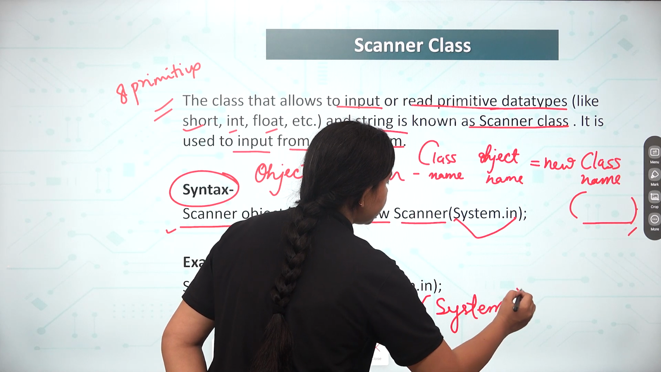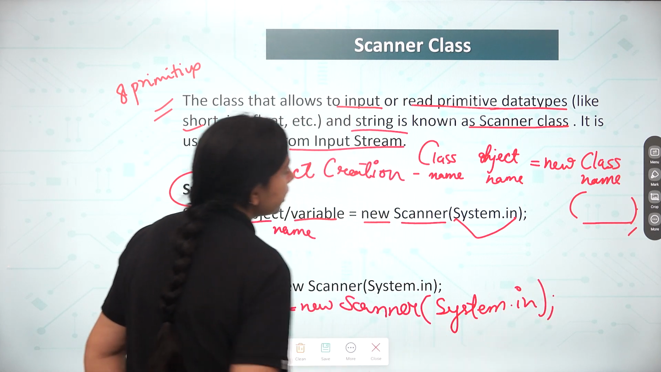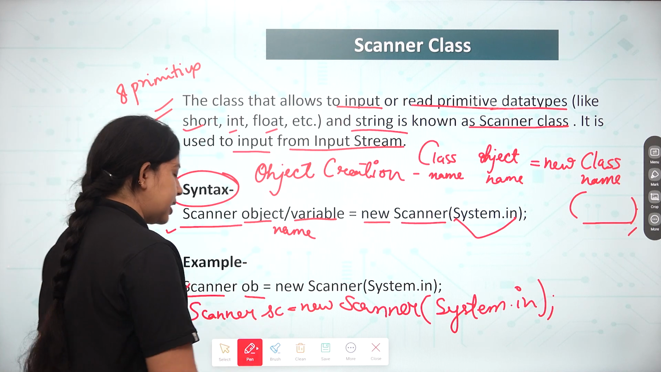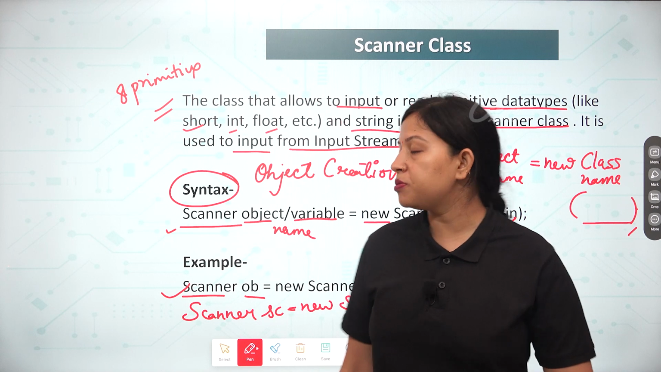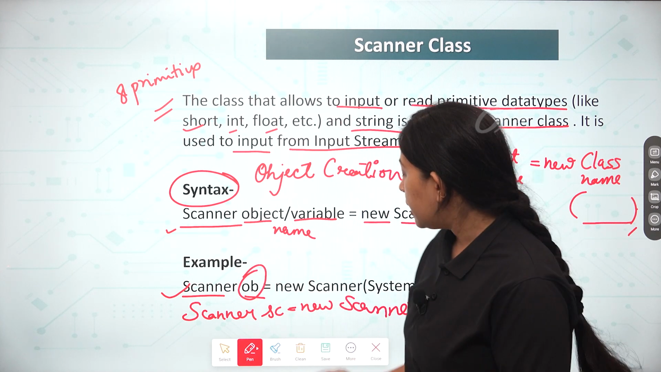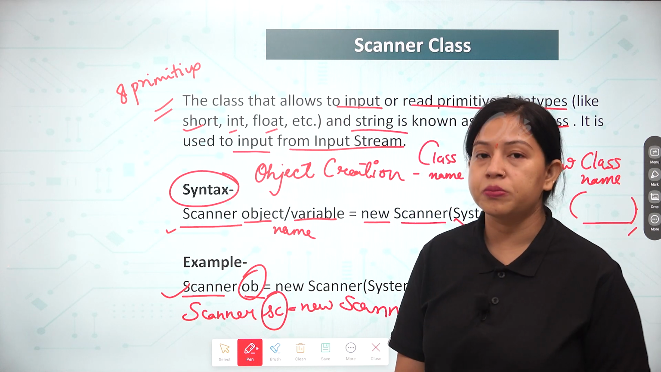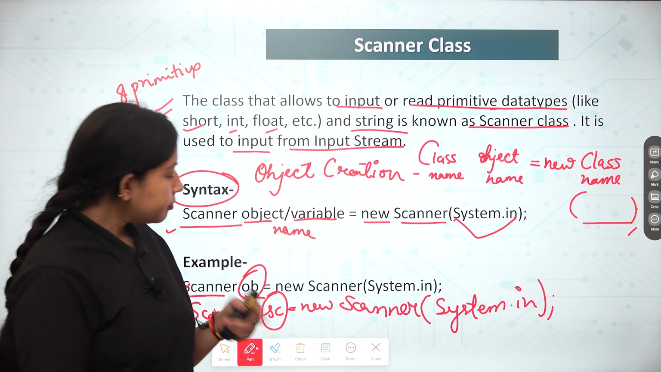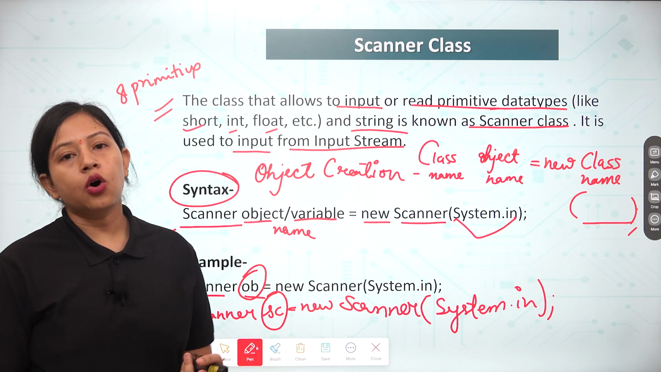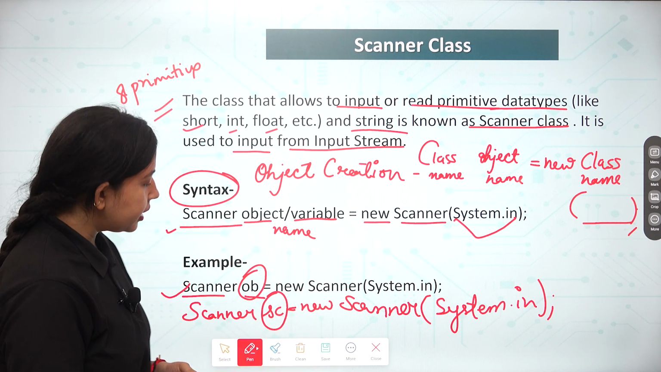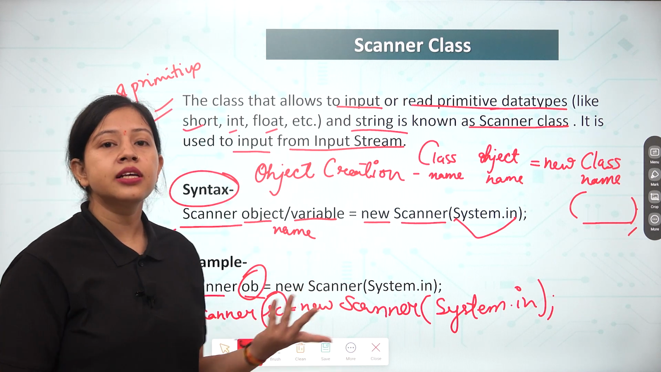Whenever you use the Scanner class in your program, you need to create an object of that class. Here in this example, ob is the object. In the second one, sc is the object. Whenever we access any method, we always use the object. The object simply calls that method, and that method executes as per its definition.